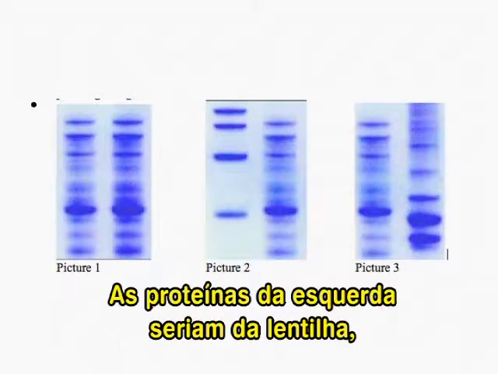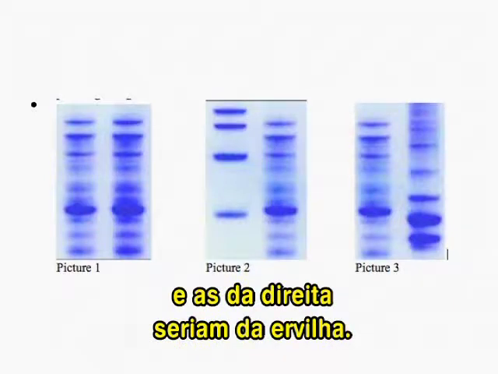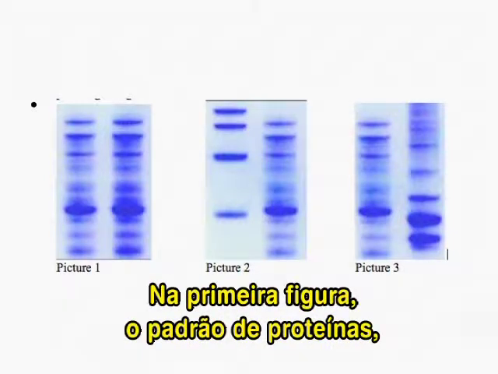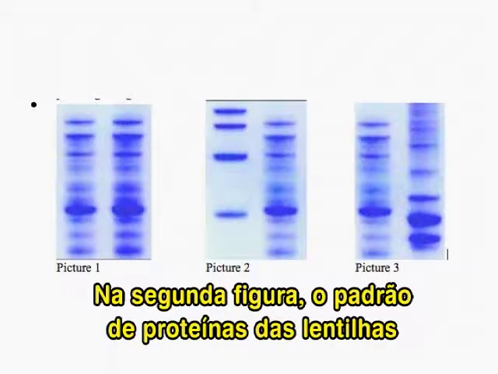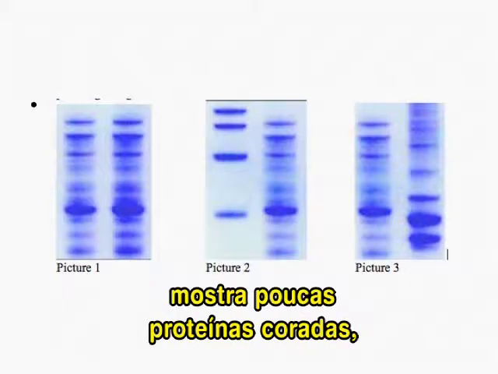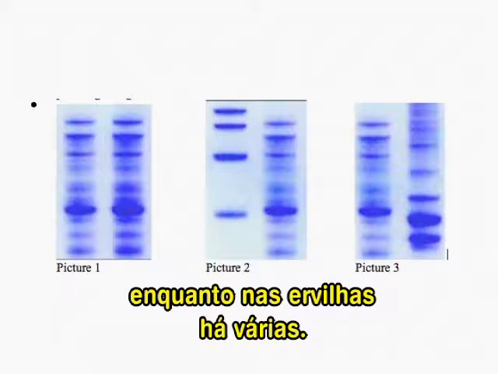For the sake of argument, we'll call the one on the left the proteins from the lentils, and the one on the right the proteins from the green peas. In the first picture, the protein pattern, which are the blue bands, look almost the same. In the second picture, the protein pattern for the lentils has only a few proteins that were stained, whereas the green peas have many.